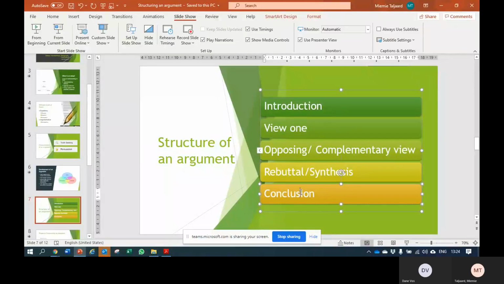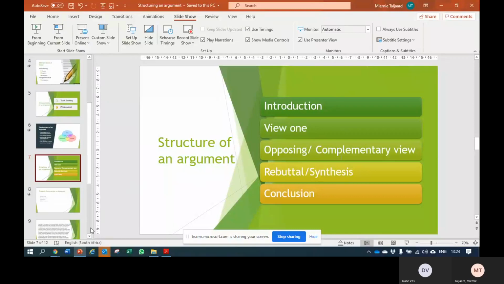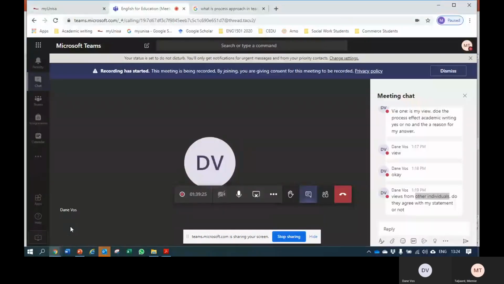Now we come to the conclusion. Then I need an indication. Did you understand how the argumentative essay, how we present an argument? Do you understand it a bit better now?